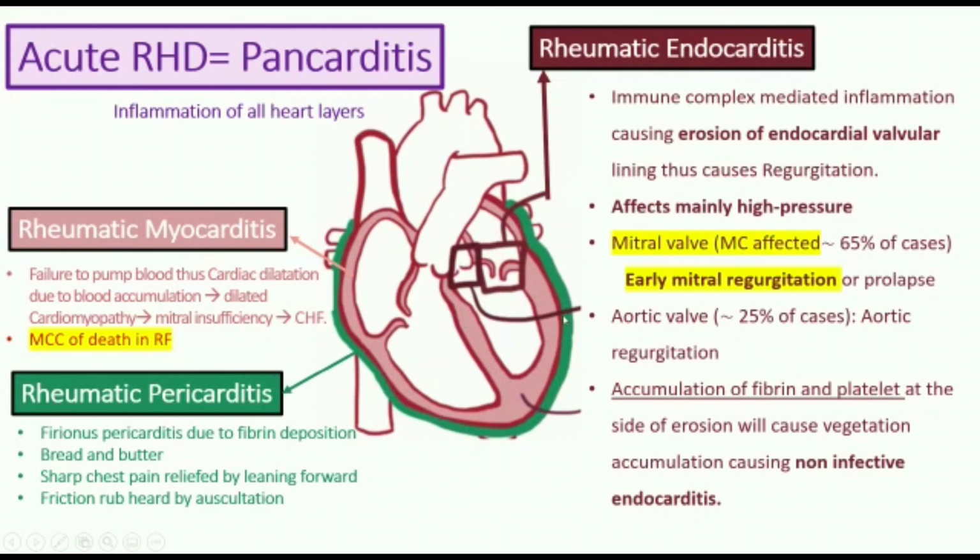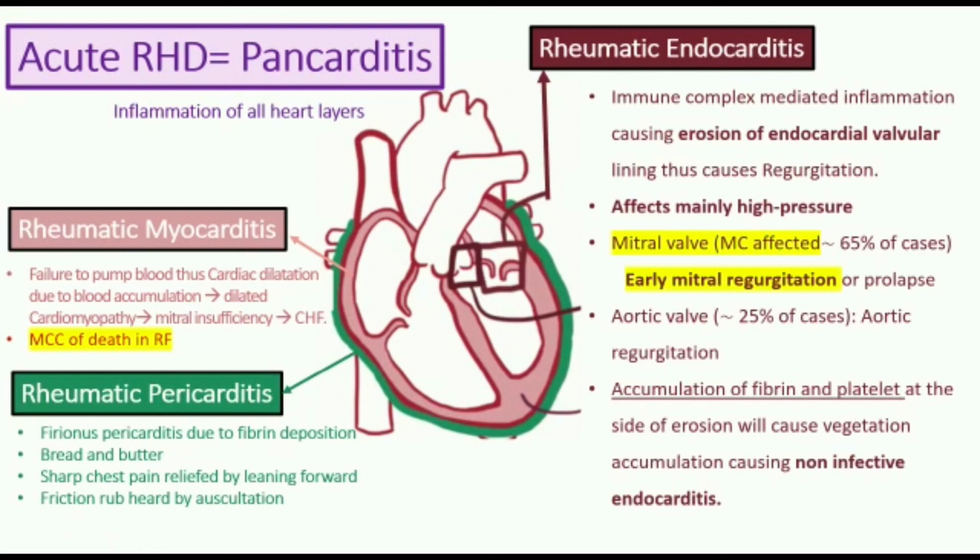The inflammation will cause an increase in permeability, allowing fibrin to enter the pericardial space and aggregate there. And if you look at it, it will look like bread and butter in appearance. And the patient will complain of sharp chest pain that is relieved by leaning forward.